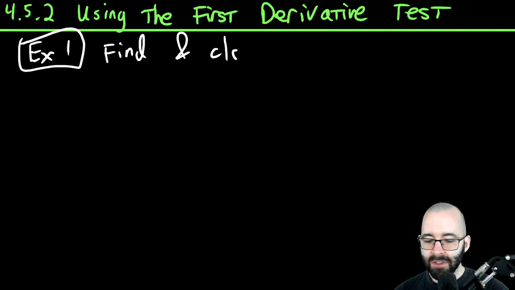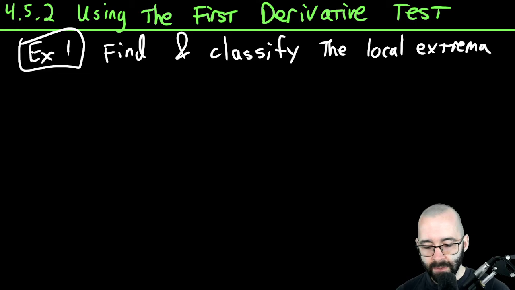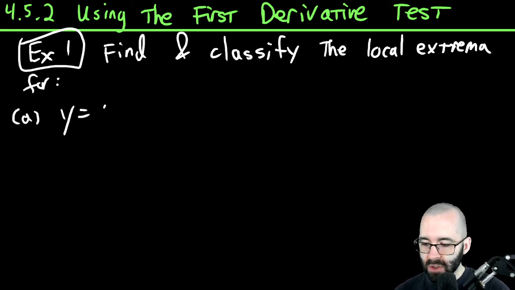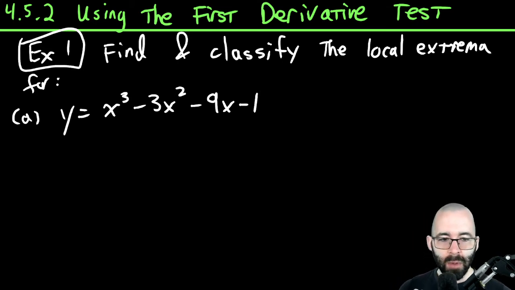Find and classify the local extrema for the following functions. Part A is going to be the function y equals x cubed minus 3x squared minus 9x minus 1. We'll do this by hand and we'll graph it and we'll say, hopefully this is right.